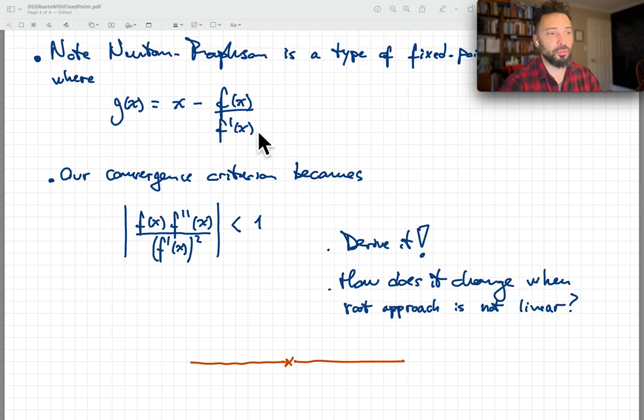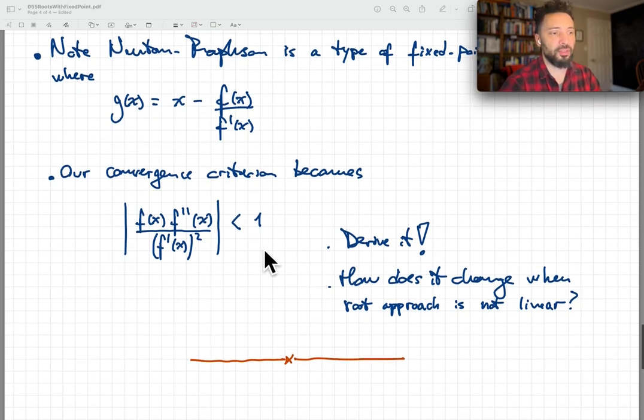So we're assuming, when using Newton-Raphson, that the approach to the root is linear. But what if it's not linear? What if the approach to the root is quadratic or cubic or something else? Then you have to modify the method a little bit like we discussed in the previous video. So then this convergence criterion will be modified as well. So you can think about that. First derive it for the simple case of linear approach that you have here, but then you can wonder and try to answer the question: how does this change when the root approach is not linear?